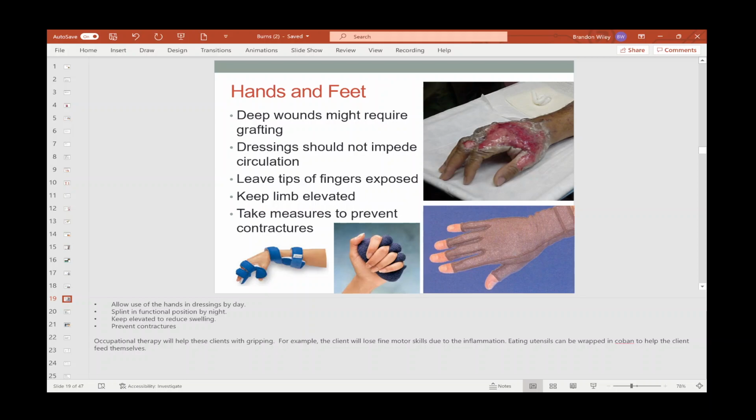So the hands and feet, if you burn your face, hands, feet, and genitals, I don't care how bad the burn is, you're most likely going to get a trip to the burn unit. Because those are so hard to treat, first of all, but we don't want to lose them. We don't want to lose any of them, right? So deep wounds, we have to do grafting. Like that one there is definitely going to have some grafting.